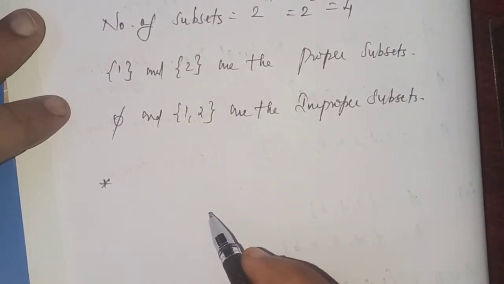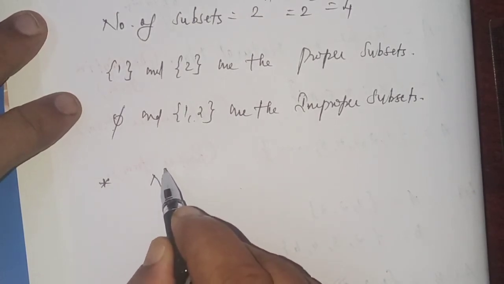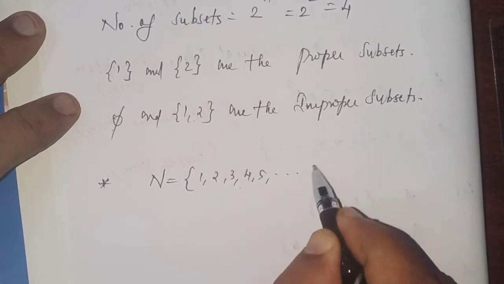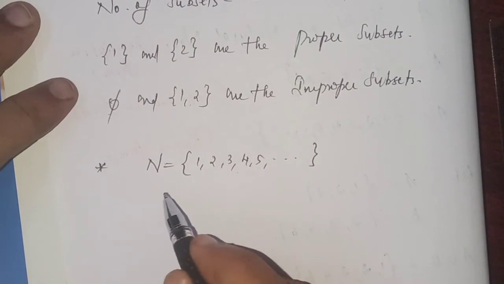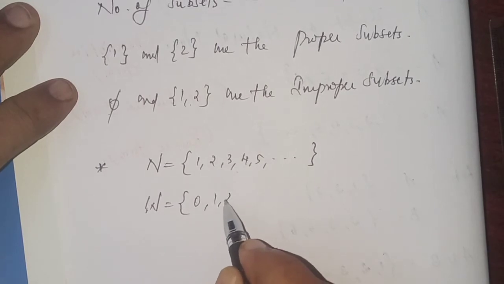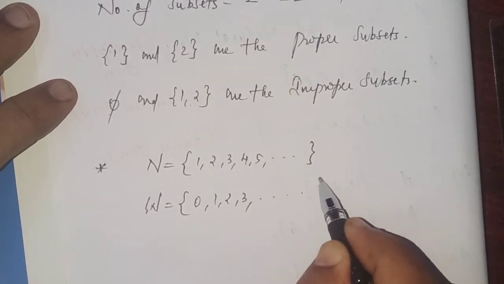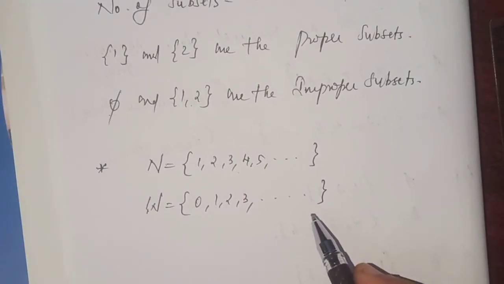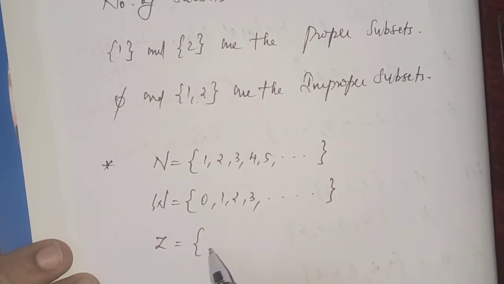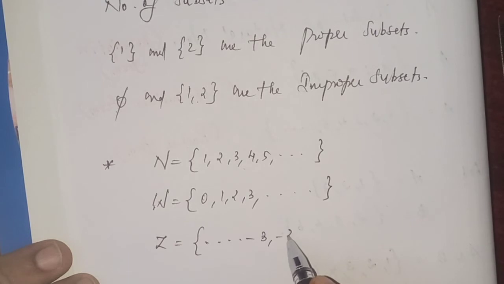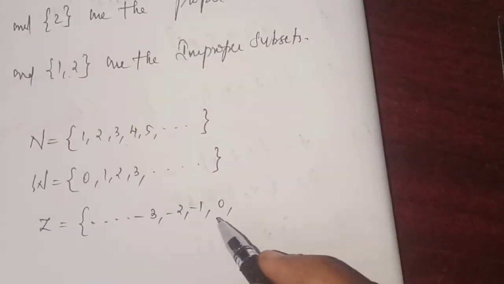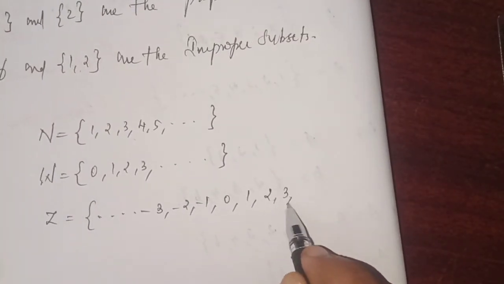Next, you know about the natural numbers. The set of all natural numbers 1, 2, 3, 4, 5, etc. is represented by N. Then the set of all whole numbers is represented by the letter W: 0, 1, 2, 3, it is going on. Uncountable numbers are there. Now the set of all integers is represented by the letter Z. So all the negative numbers, minus 3, minus 2, minus 1, 0, 1, 2, 3, etc.